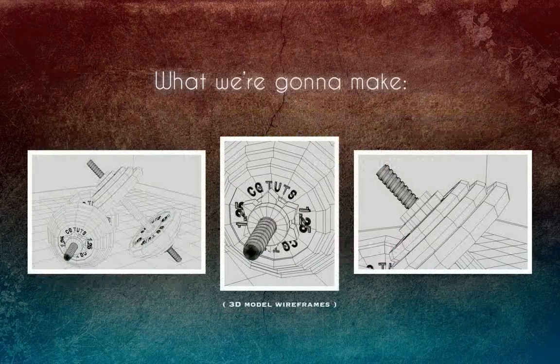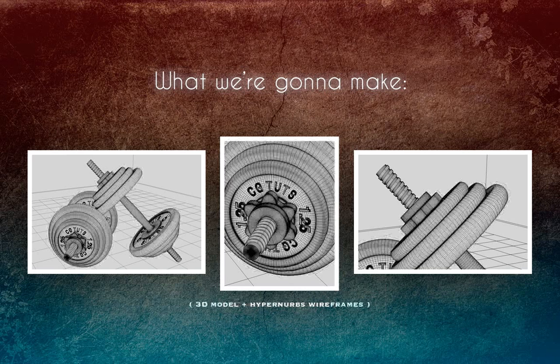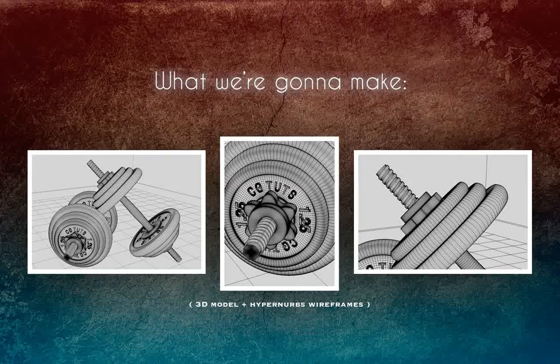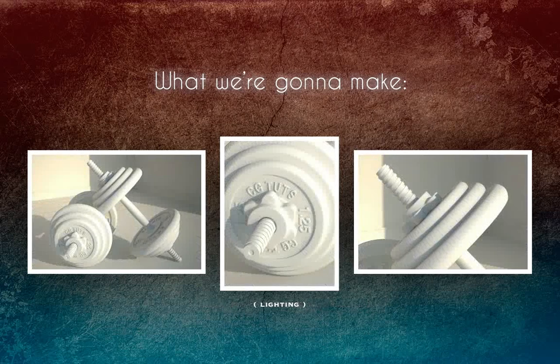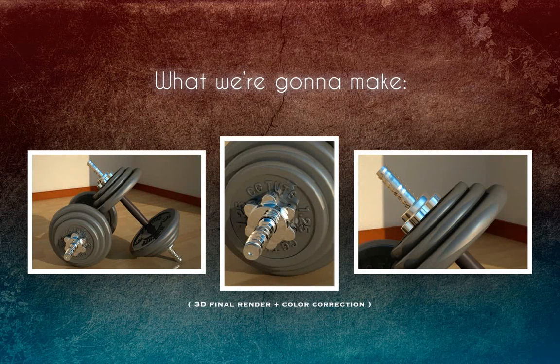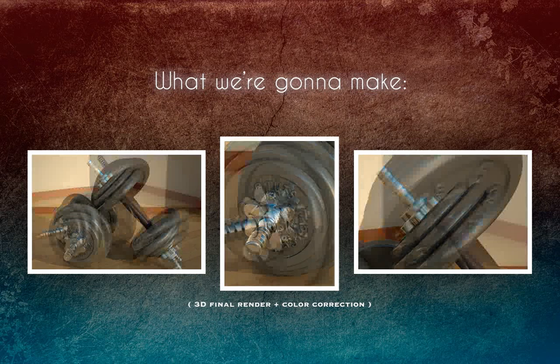Okay, so this is what we're going to be making today. We're going to be modeling a simple scene of some dumbbells, and later we are going to use V-Ray to light this scene. It's going to be simple but effective lighting. And then we are going to make some materials and textures for this scene.